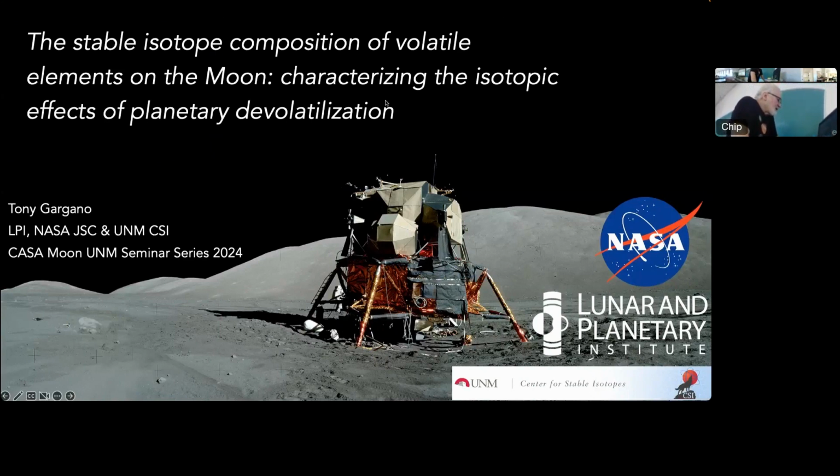And we're really fortunate to have Tony Gargano from the LPI, NASA JSC, and UNM CSI giving a presentation on his work on stable isotopes on lunar materials. And the title for his talk is the Stable Isotope Composition of Volatile Elements on the Moon, Characterizing the Isotopic Effects of Planetary Devolatilization. And Tony, go ahead, it's all yours.